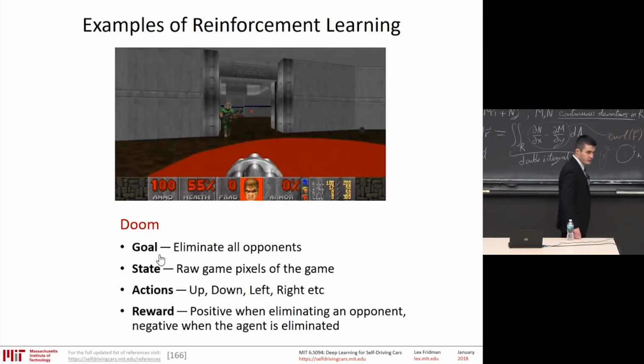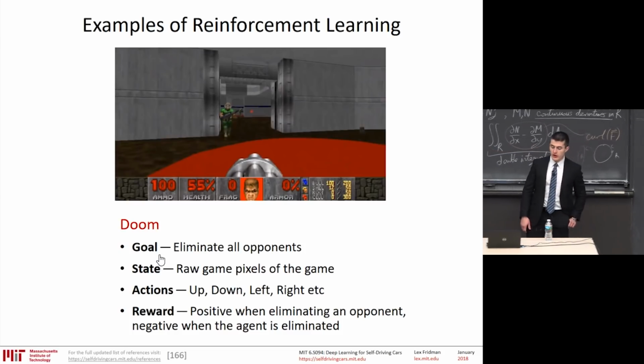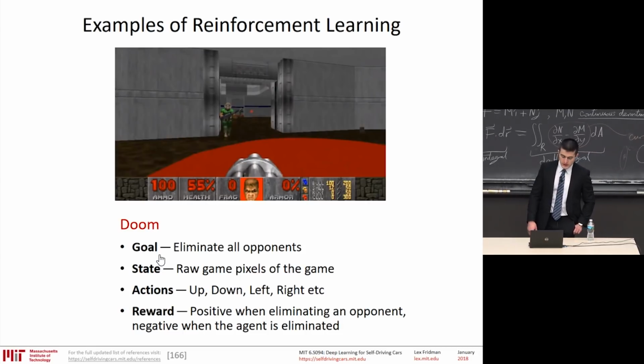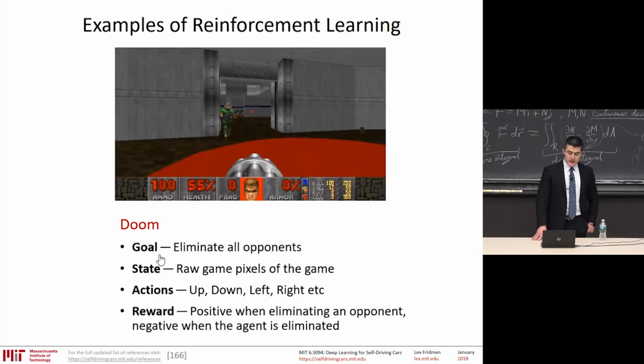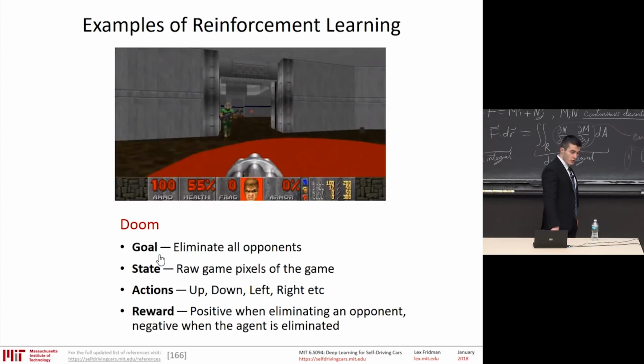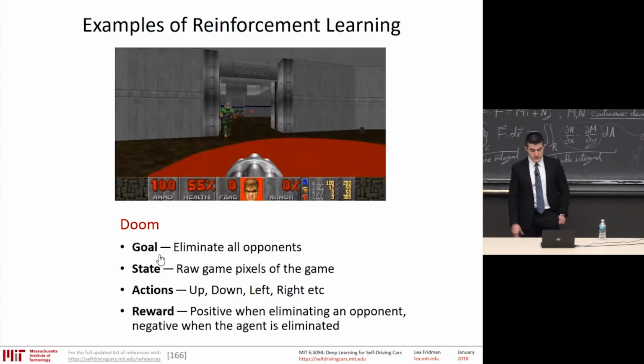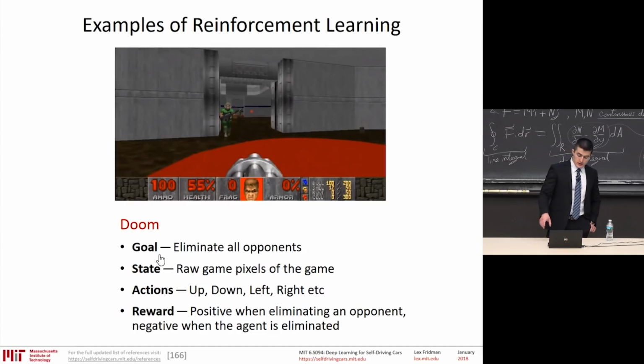All the first-person shooters, the video games, and now StarCraft, the strategy games. In case of first-person shooter and Doom, what is the goal? The environment is the game. The goal is to eliminate all opponents. The state is the raw game pixels coming in. The actions are moving up, down, left, right, and so on. And the reward is positive when eliminating an opponent, and negative when the agent is eliminated.